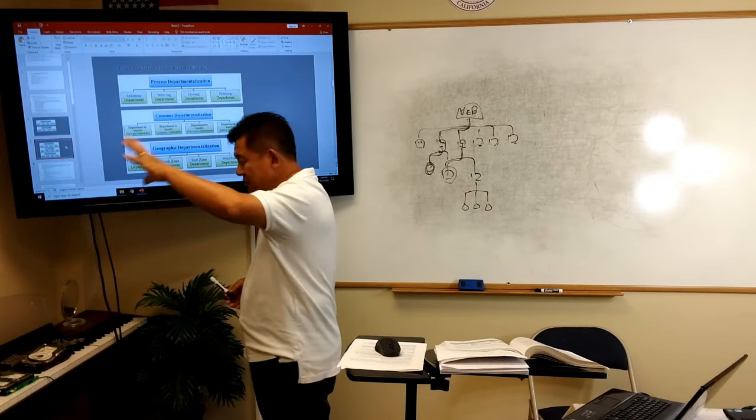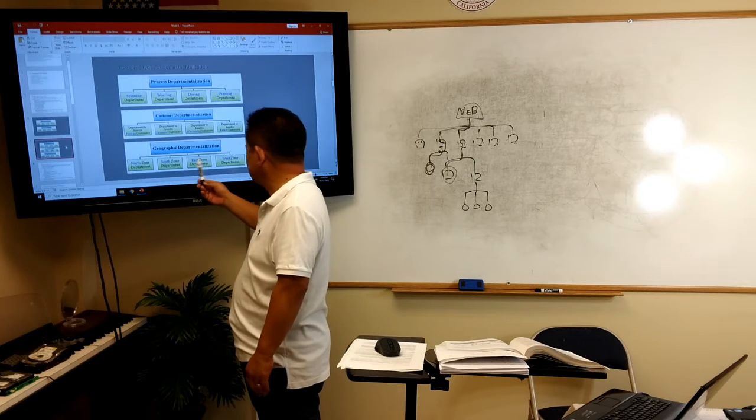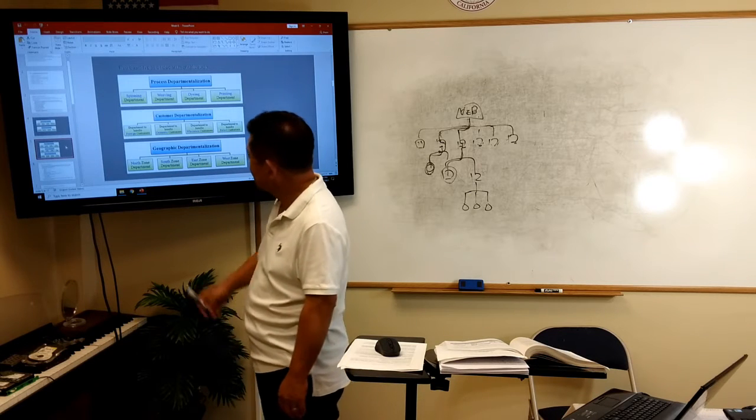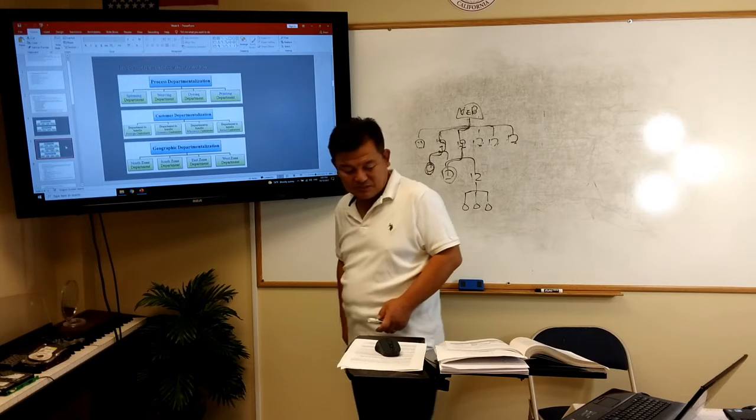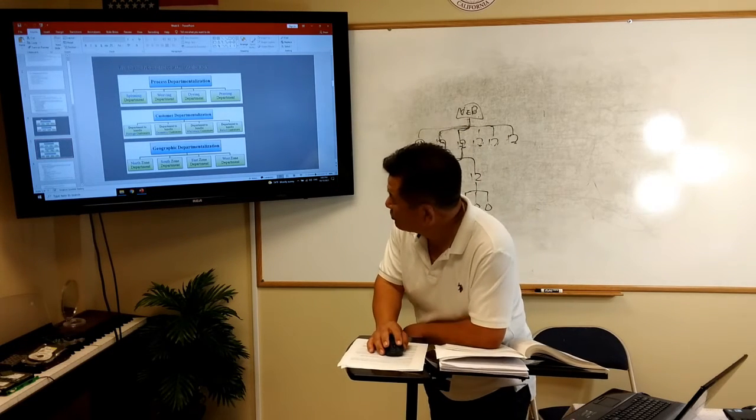United States, Canada, Latin America, something like that. North zone, South zone, East zone, West zone. This type is the geographic departmentalization. Okay. Let's move on.